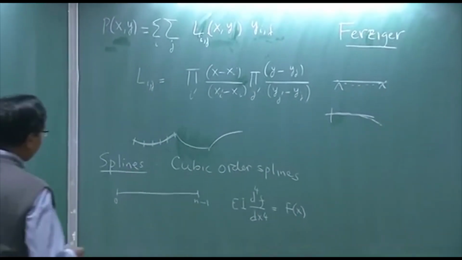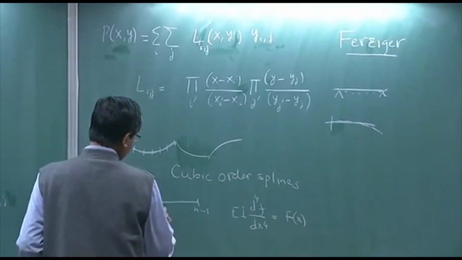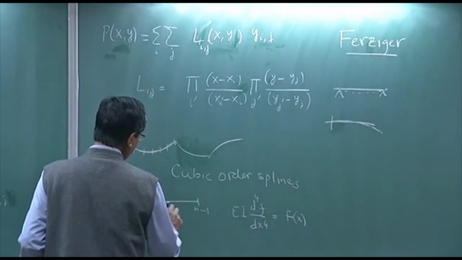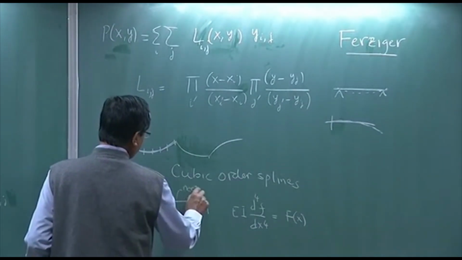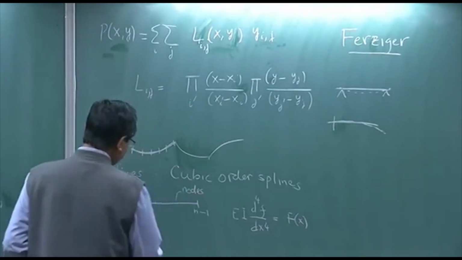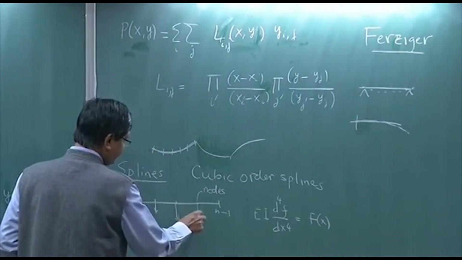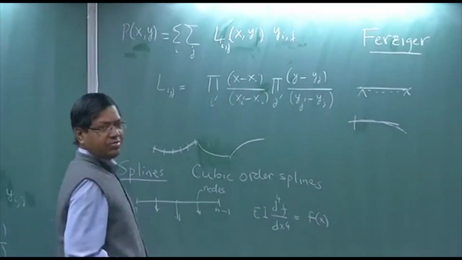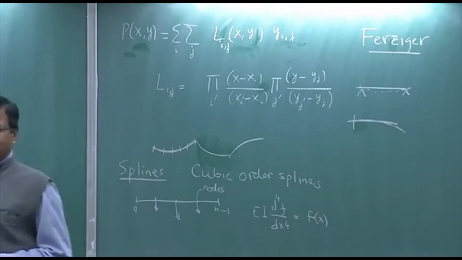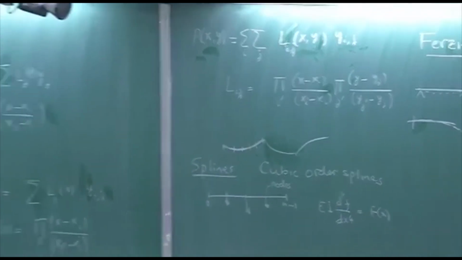Now we will assume that at each given point, these points are called nodes, at each point there is a weight, and because of the weight, it will look wobbly.